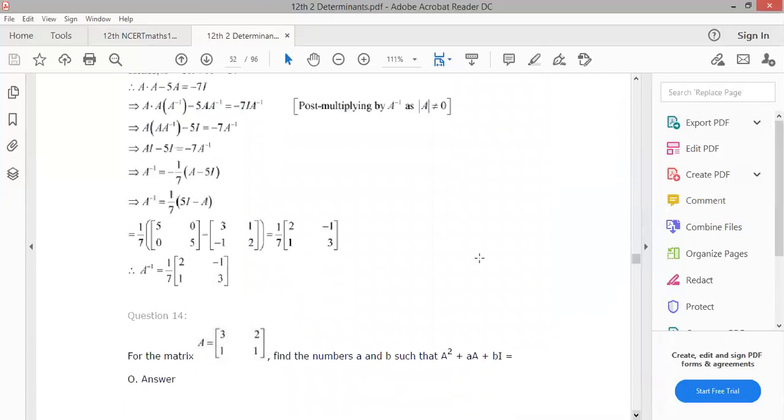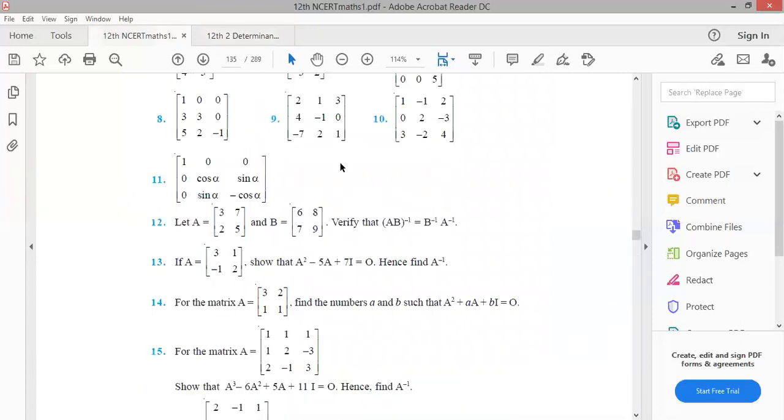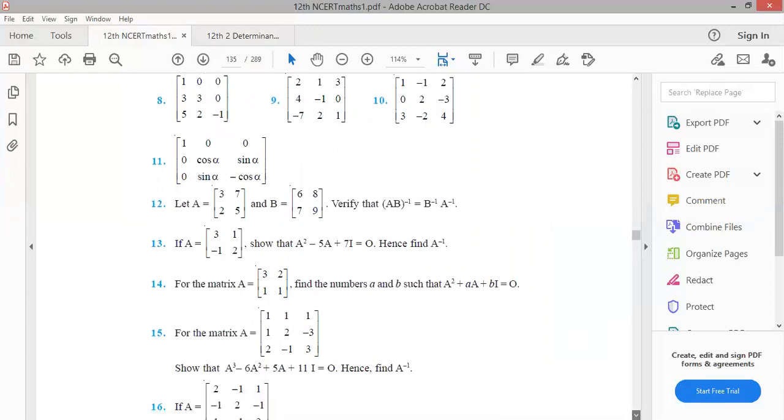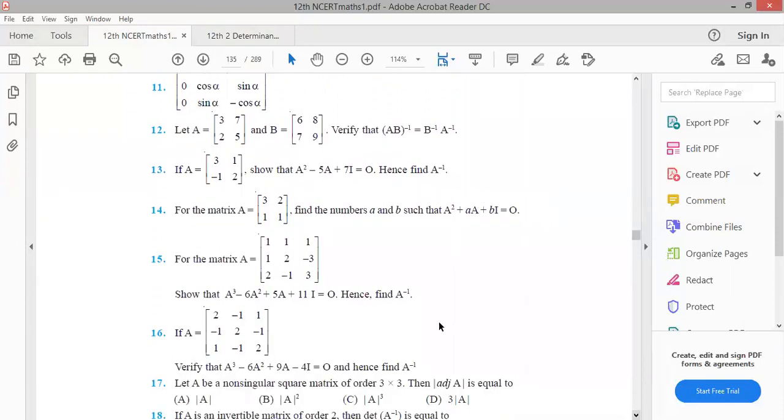So this is the method by which we can find A inverse from a given equation that the given square matrix satisfies. Next question, very simple. It's not any hard task to do. It's question number 14. A is equal to this. Find the numbers a and b such that this is equal to the 0 matrix.